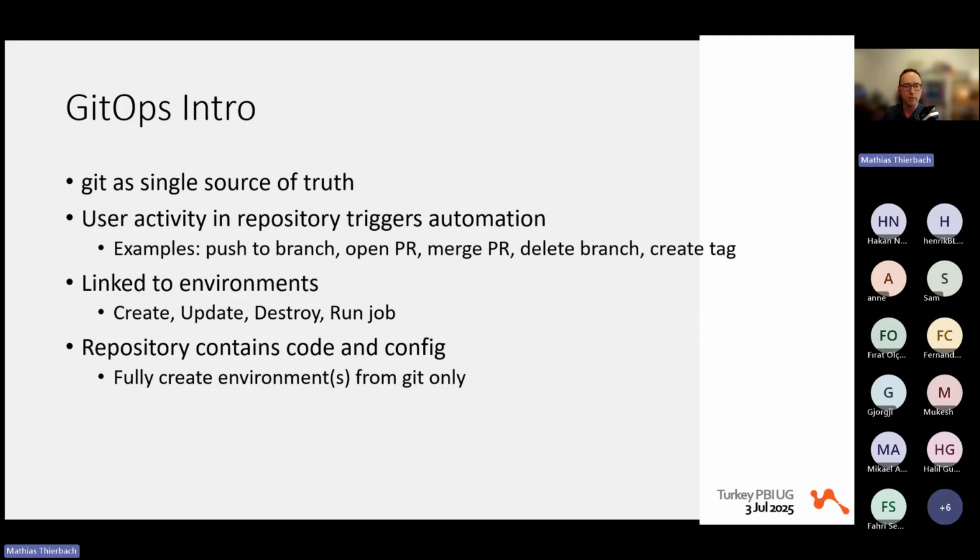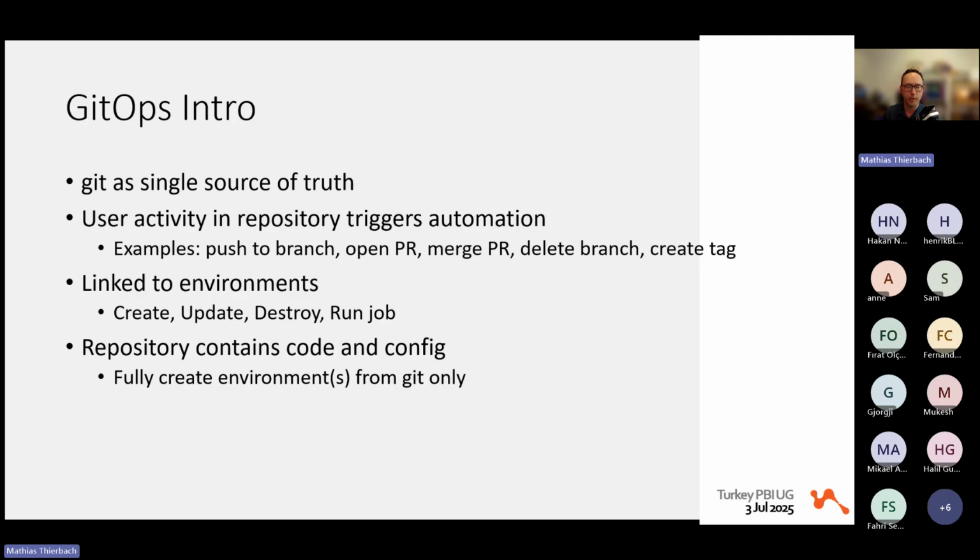So if you then link a GitOps approach, where you basically tie branching and PRs, etc., to your environments, you have a very neat way of being able to automate jobs around environments, for instance, creating them, updating them, destroying them, or running particular jobs.